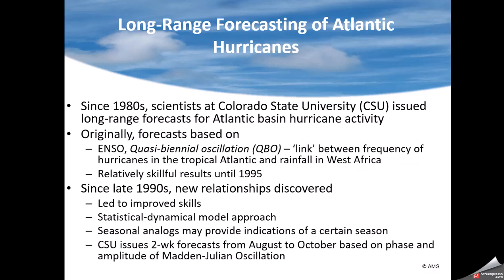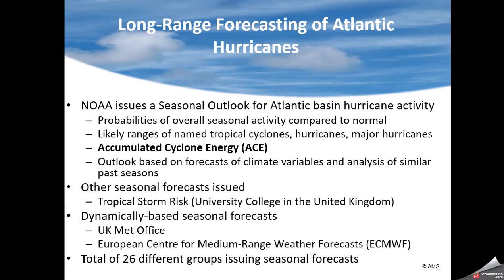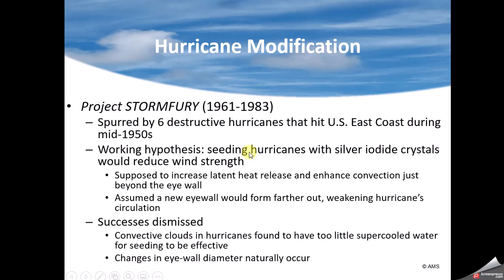And every year, Colorado State University started it, and now a lot of other people do it, including the National Hurricane Center, issue year-long forecasts. There's something called the accumulated energy index too. Basically, it takes into account how strong the storms are throughout the year. And the higher this number is, means you have more storms and more intense storms. They tried to modify hurricanes one time. It just didn't work. Never were able to do it right.